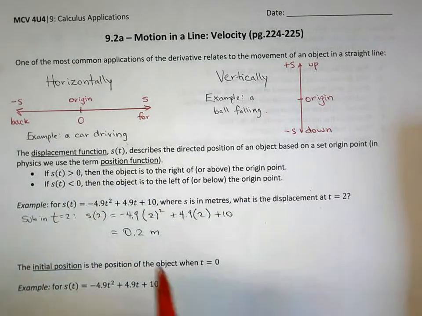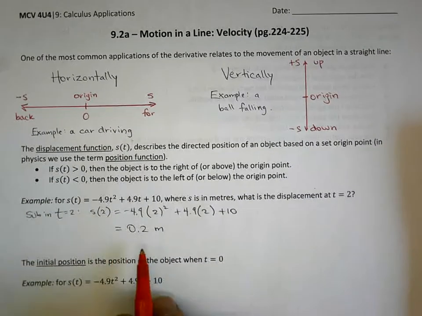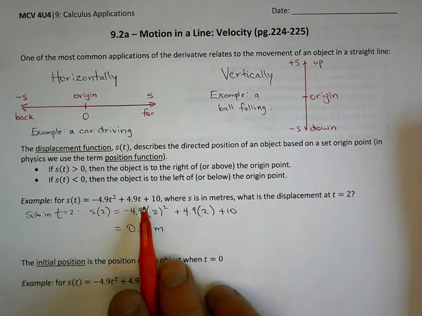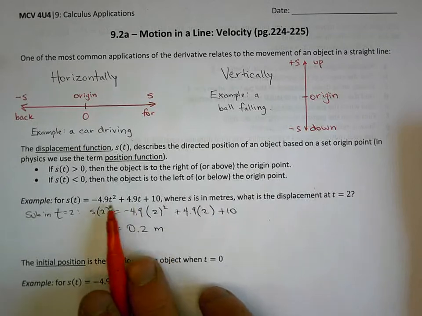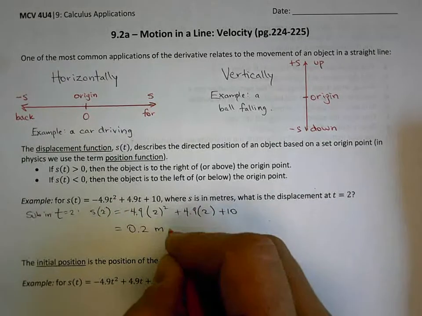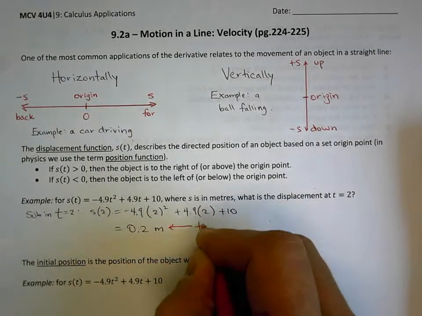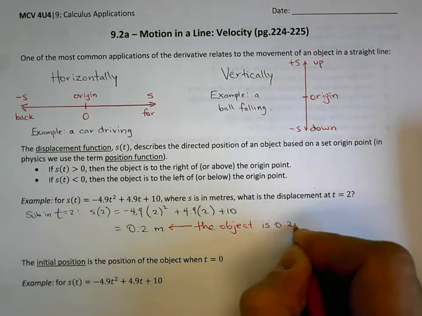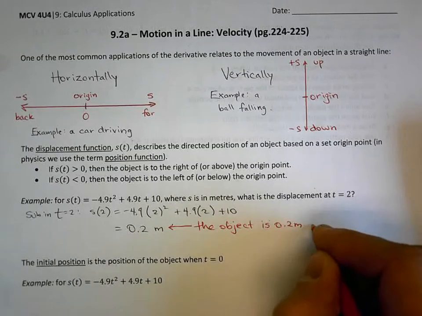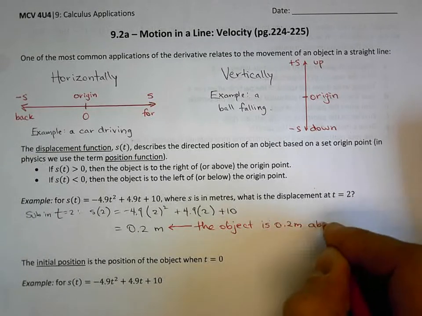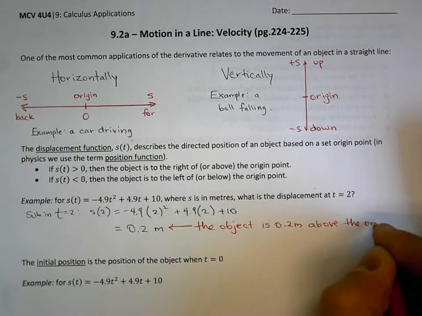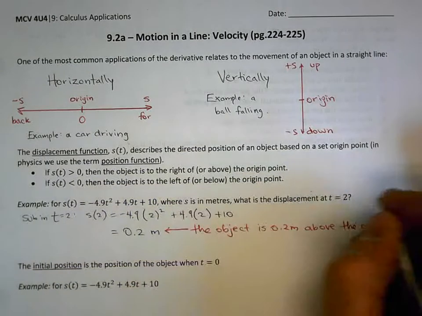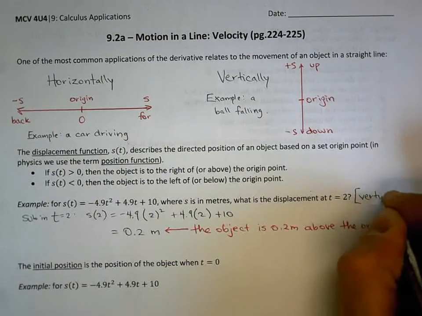Just to be clear, that means at time 2, the position is plus 0.2. In this case, it's hard to know whether it's left or up or down in this question, but we'll say the object is 0.2 meters above the origin. So I should say that this is a vertical one. That was something I forgot to type up.